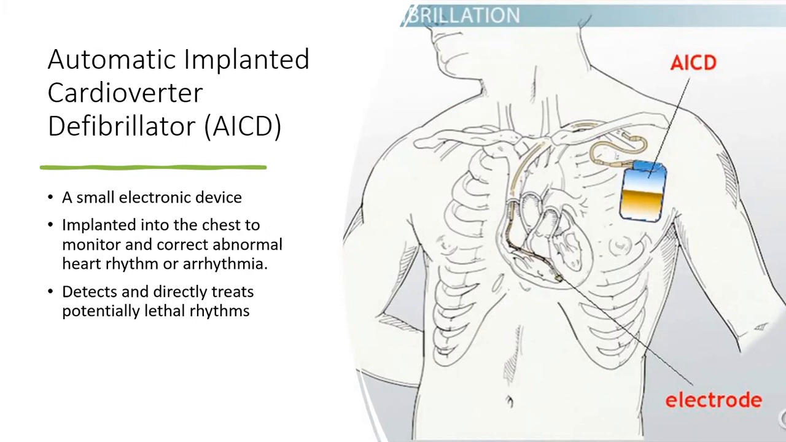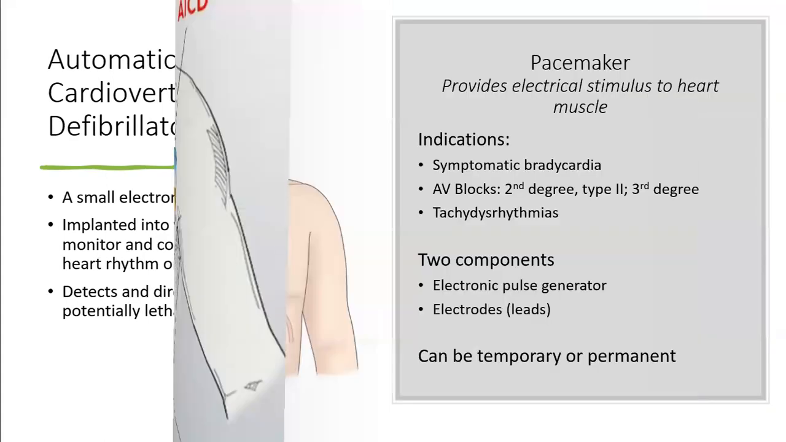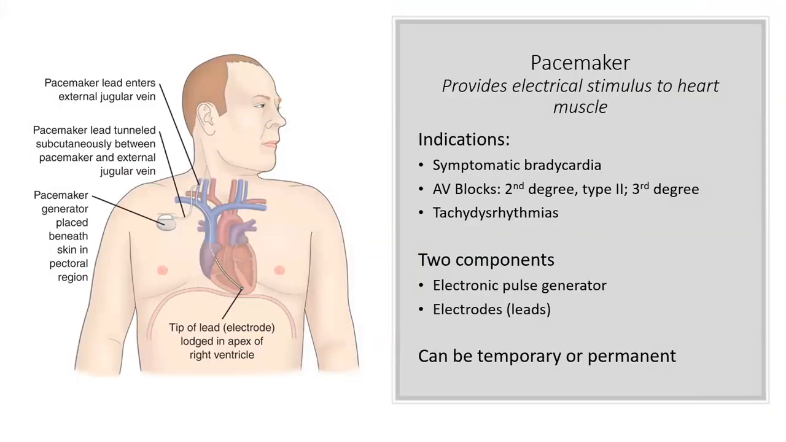An automatic implanted cardioverter defibrillator, or AICD, is a small electronic device. It's implanted into the chest to monitor and correct abnormal heart rhythms or arrhythmias. It detects and directly treats potentially lethal rhythms. Here we've got our pacemaker, which provides electrical stimulus to the heart muscle. Indications may be symptomatic bradycardia, second and third degree AV blocks, and tachydysrhythmias. It has two components, an electronic pulse generator and electrodes, and it can be temporary or permanent.